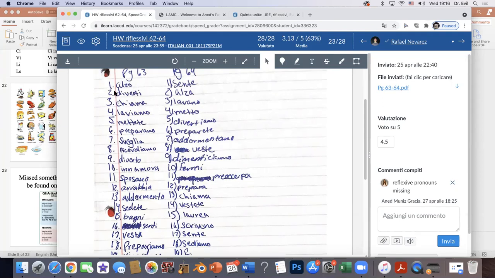The reflexive pronouns. So it will be mi alzo, ti diverti, si chiama, ci laviamo, vi mettete, si preparano, right? Si sveglia, ci ricordiamo, mi diverto, si innamora, eccetera, eccetera. So here, as you see, the reflexive pronouns are missing. And again, this was not the only person who did it like this. I want to tell you that before we get into the test or move on.